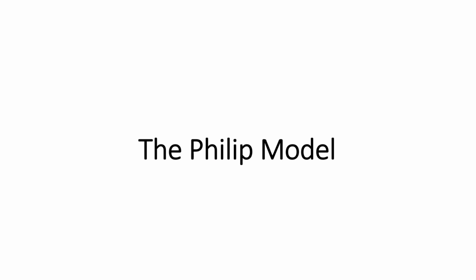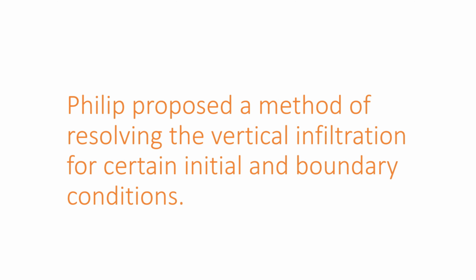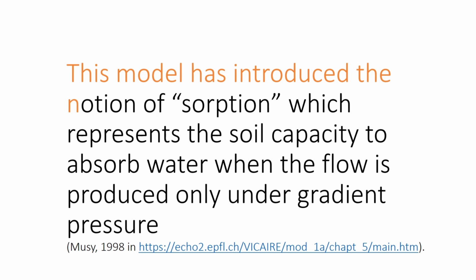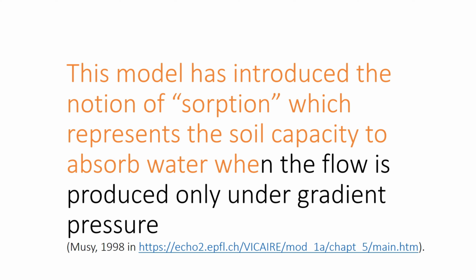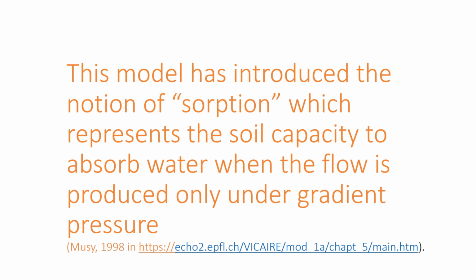Moving on. The next model is the Philip model. Philip proposed a method of resolving the vertical infiltration for certain initial and boundary conditions. This model has introduced the notion of sorption, which represents the soil capacity to absorb water when the flow is produced only under gradient pressure.